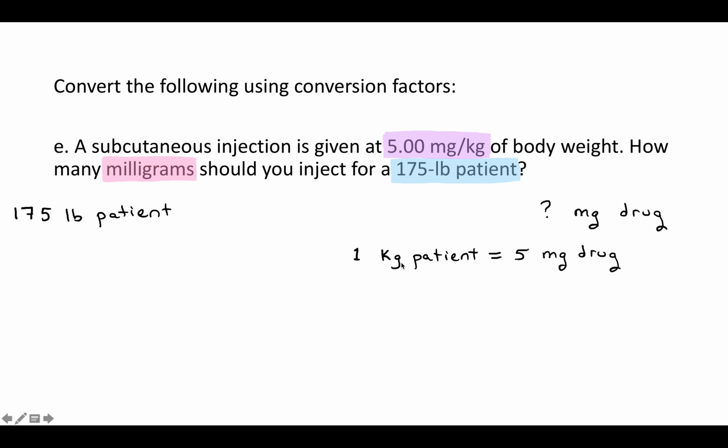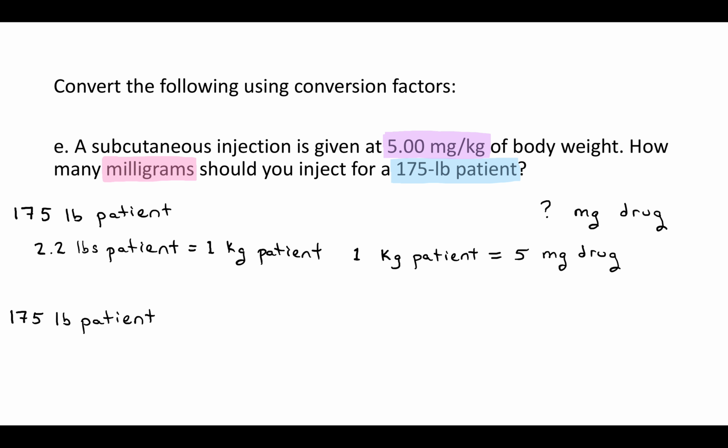But I don't have kilograms of the patient, I have pounds. But I know the conversion from pounds to kilograms. It's for every 2.2 pounds of the patient, you'd have 1 kilogram of the patient. So I can use this first conversion to get from pounds to kilograms, and the second conversion to get from kilograms of the patient to milligrams of the drug. So you start out by just writing the number they give you that's not tied to any other number. So here, 175 pounds of the patient.